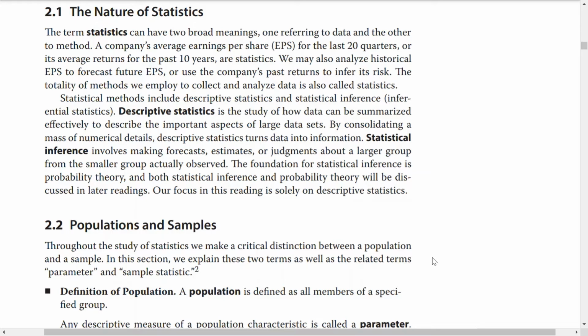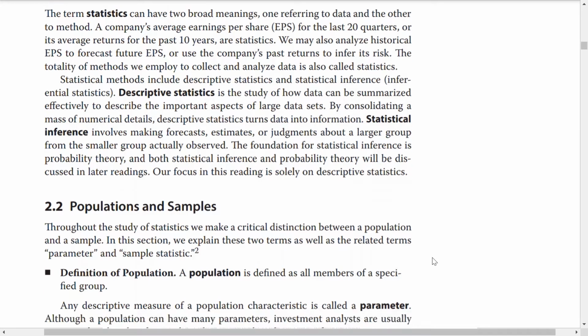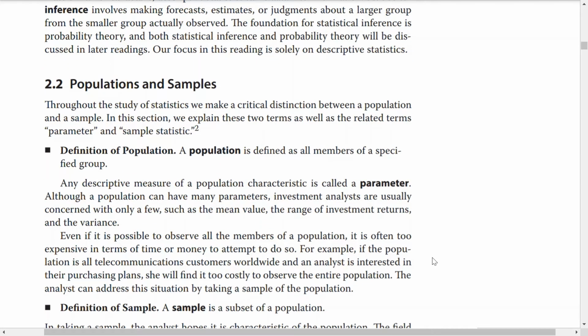The foundation of statistical inference is probability theory. Both statistical inference and probability theory will be discussed in later readings. Our focus in this reading is solely on descriptive statistics. A population and samples. Throughout the study of statistics, we make a critical distinction between a population and a sample.